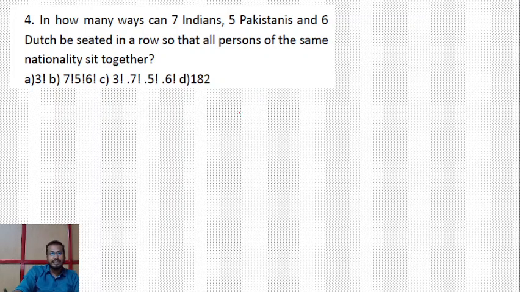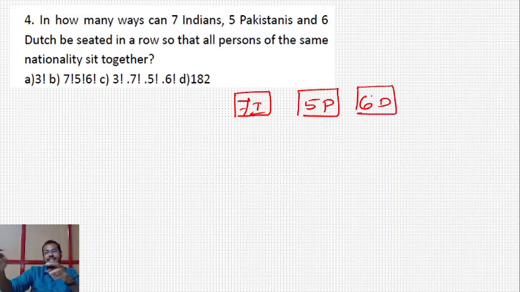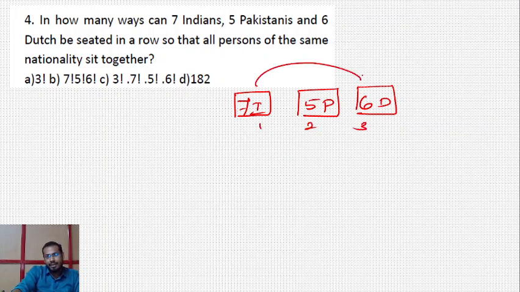In how many ways can 7 Indians, 5 Pakistanis and 6 Dutch people be seated in a row so that all persons of the same nationality sit together? So this is one nationality. These persons are Pakistanis and Dutch. So everything is a different nation, right? Wherever they sit, they will be a gang. Always they will sit with each other. So 1, 2, 3. They can mingle here. These 7 persons can come here, these 6 persons can come here, and these persons can come here.